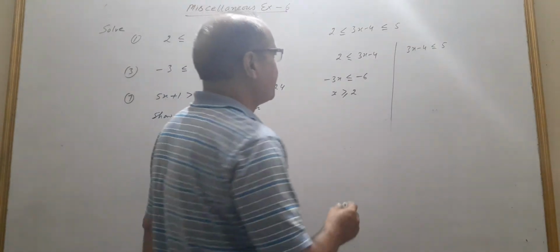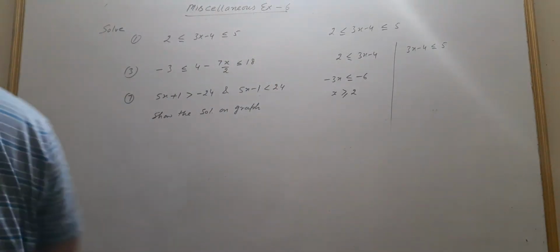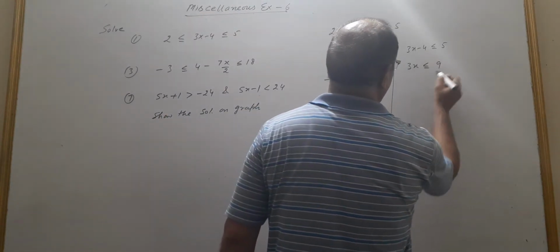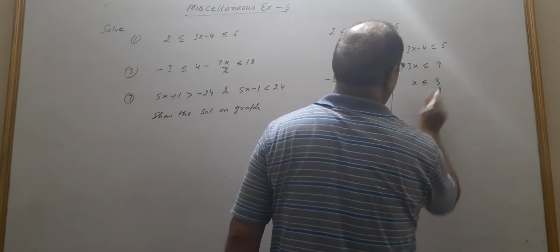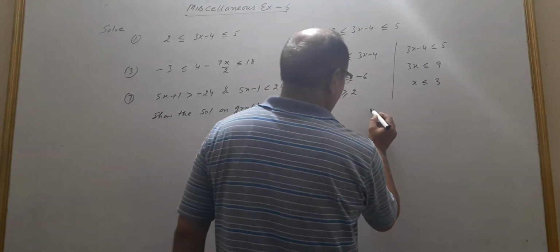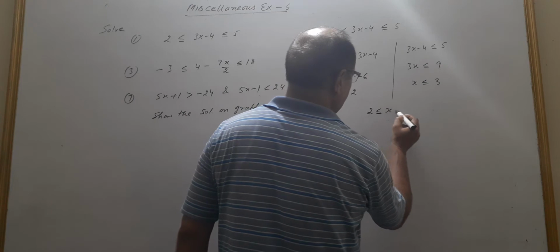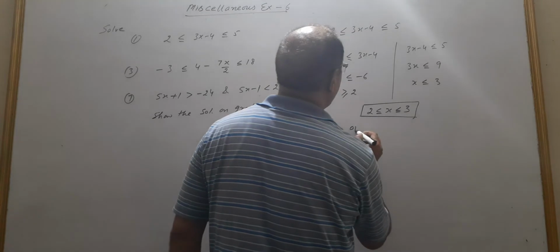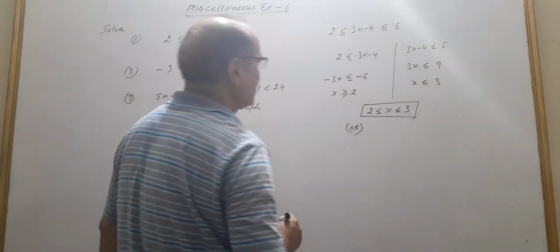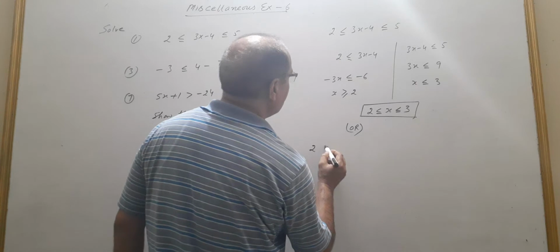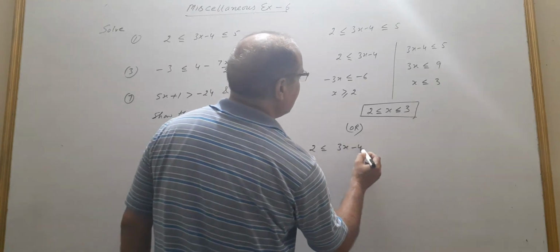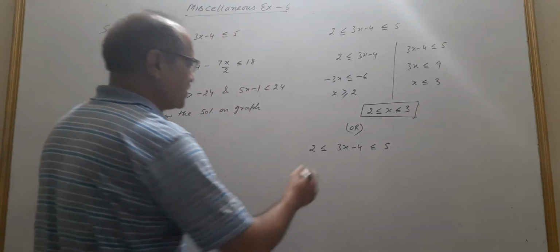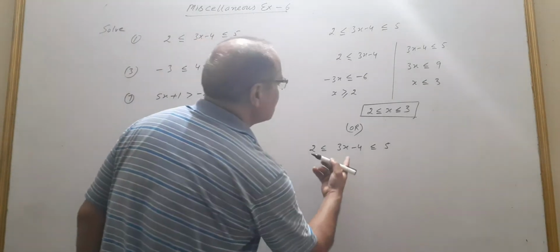Is it okay? Now I will start with the next: 3x is less than or equal to 9, then x is less than or equal to 3. Therefore, on combining these two results, we get 2 is less than x is less than or equal to 3. So this is the solution of this question. The shortcut of this is very important. In the senior classes you will use this method, that is how to solve this for x.